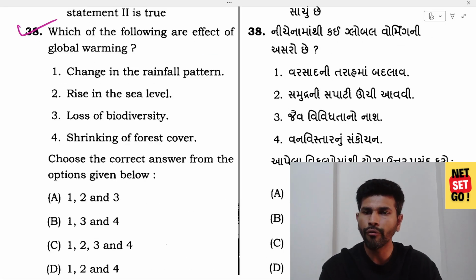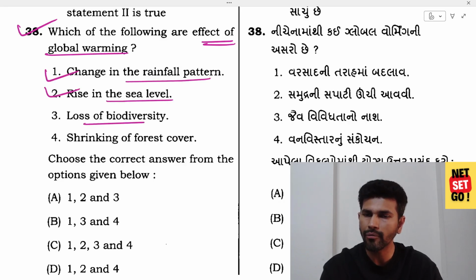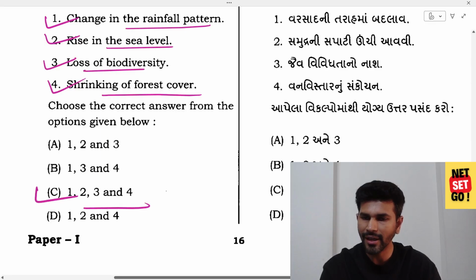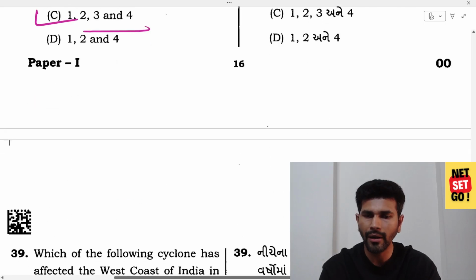Next, which of the following are the effects of global warming? Change in rainfall pattern, rise in sea level, loss of biodiversity, shrinking of forest cover. All of the above are correct. So option C is correct answer. 1, 2, 3, 4. All are correct.